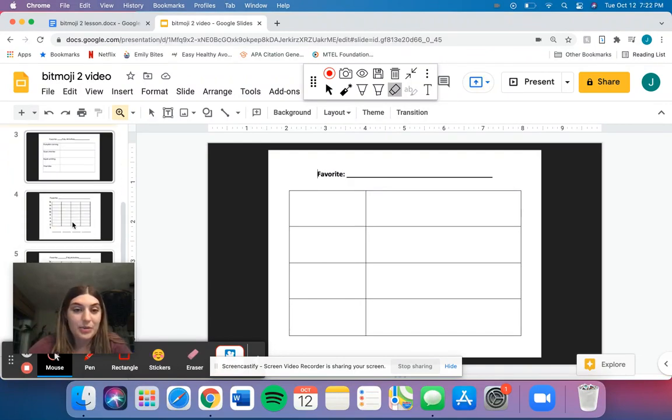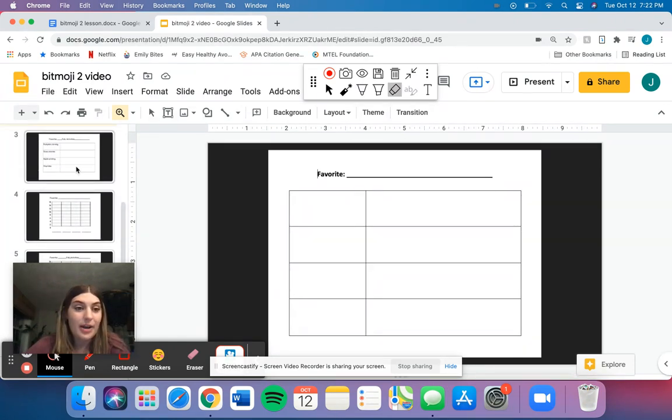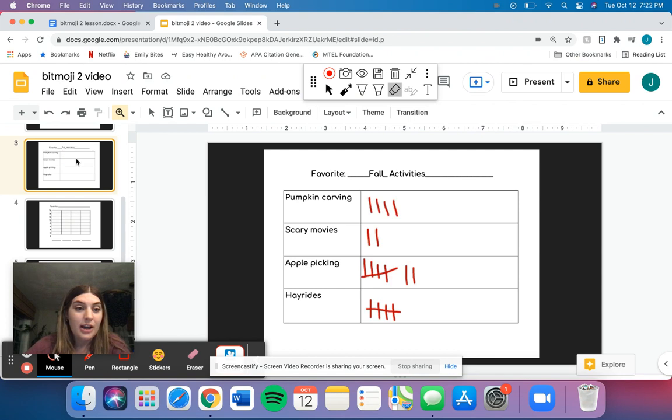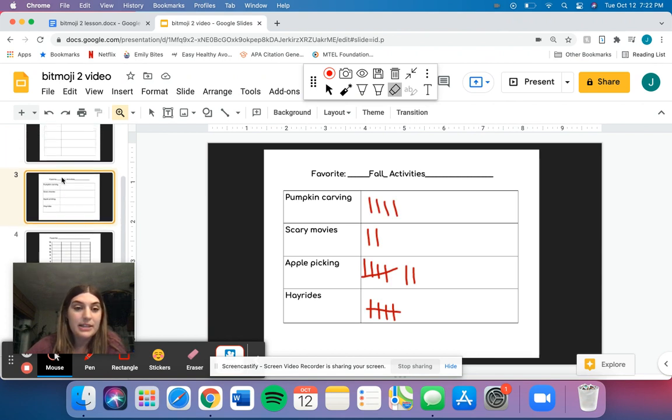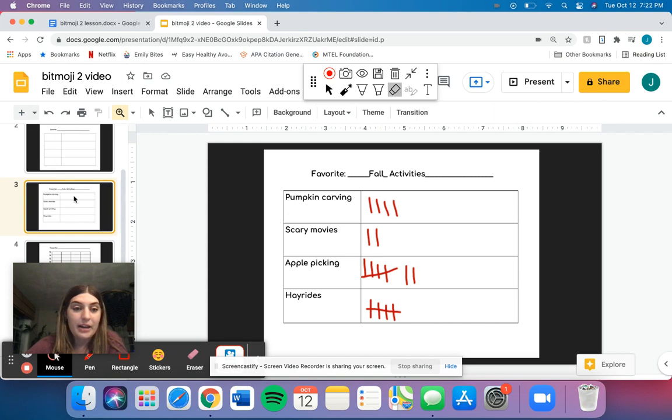So day 2. All right, everybody, pull out your finished tally sheets from yesterday. I saw a lot of you getting good data from them. All right. So today we're going to be making our graphs.